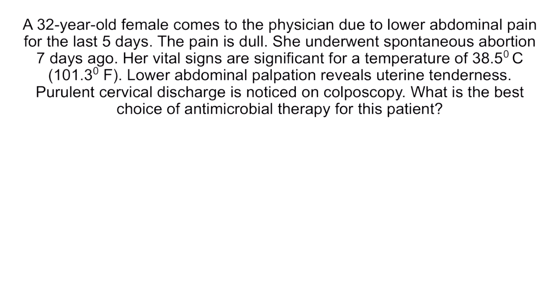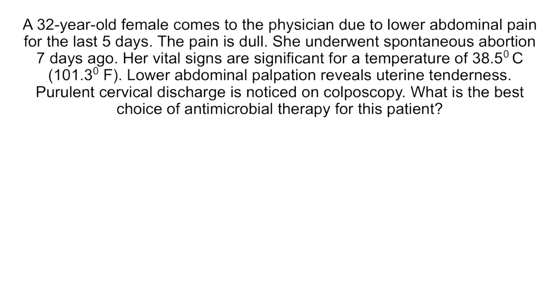A 32-year-old female comes to the physician due to lower abdominal pain for the last 5 days. The pain is dull. She underwent spontaneous abortion 7 days ago. Her vital signs are significant for a temperature of 38.5 degrees Celsius. Lower abdominal palpation reveals uterine tenderness. Purulent cervical discharge is noted on colposcopy. What is the best choice of antimicrobial therapy for this patient?